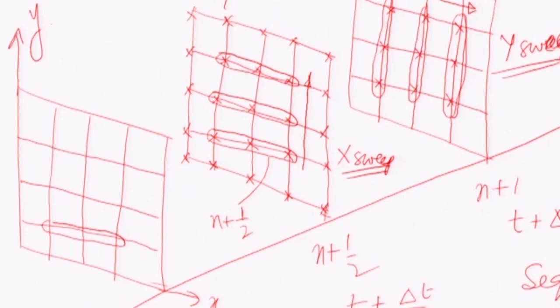If we were to solve the same problem in a three-dimensional sense, then there would be some minor changes here. You would additionally have a Z sweep, but before we do that, we have to first split the time levels. From n, we go to n plus 1/3, then to n plus 2/3, and then finally to n plus 1. So that would mean t plus delta t by 3, t plus 2 delta t by 3, and t plus delta t. This would involve x sweep, y sweep, and z sweep.